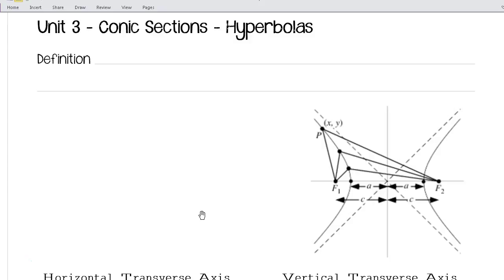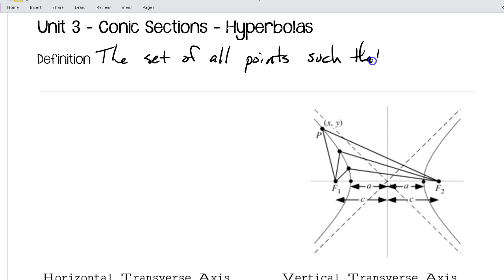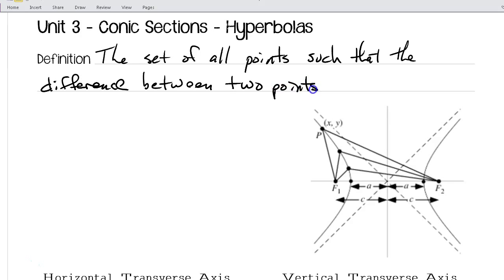So let's start with the definition. The definition of a hyperbola, just like the others, is based on a set of all points. So for this one, we have the set of all points such that the difference between 2 points, and these 2 points are called foci, is constant.